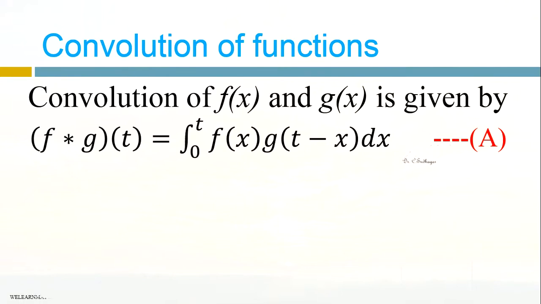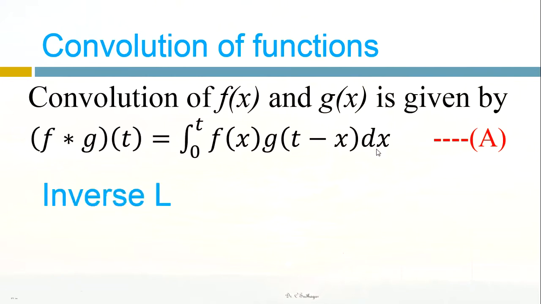Note that whenever we are having t here, the integral limit will be from 0 to t, and we will use a new variable x here. So t minus x will come here and the integrand is dx. So this t will come here, and here x and dx. Remember this rule. This is the convolution of two functions.